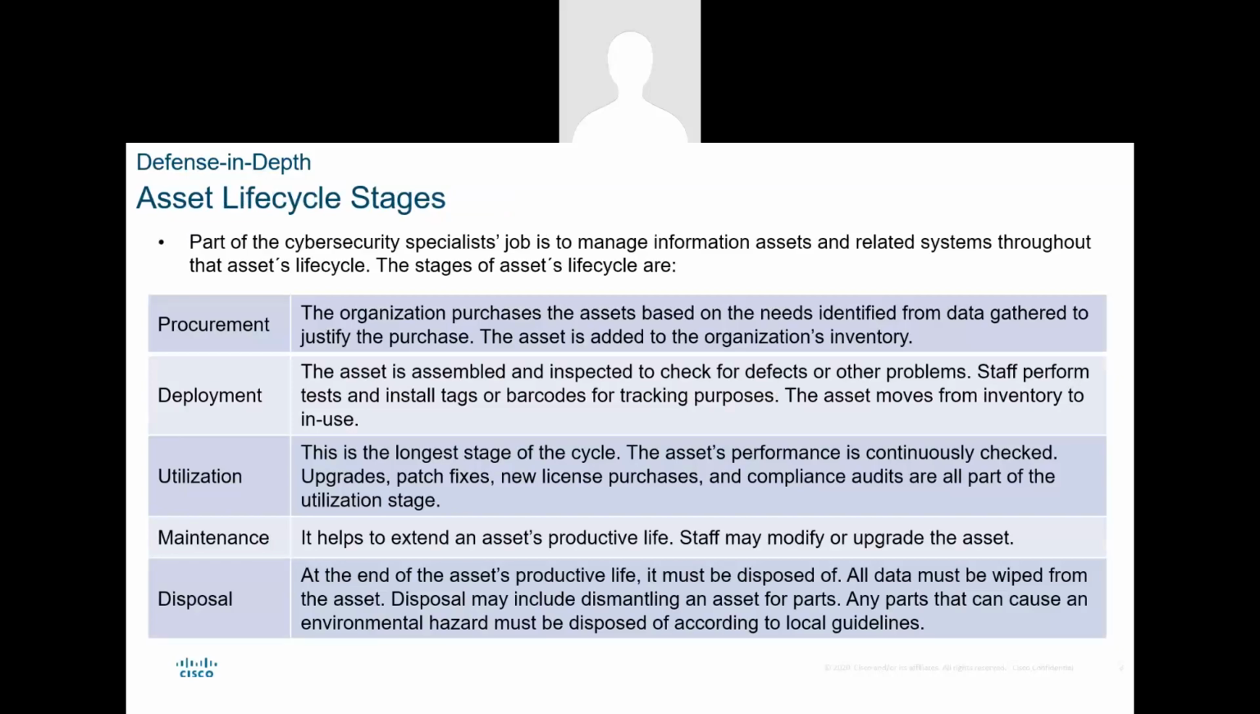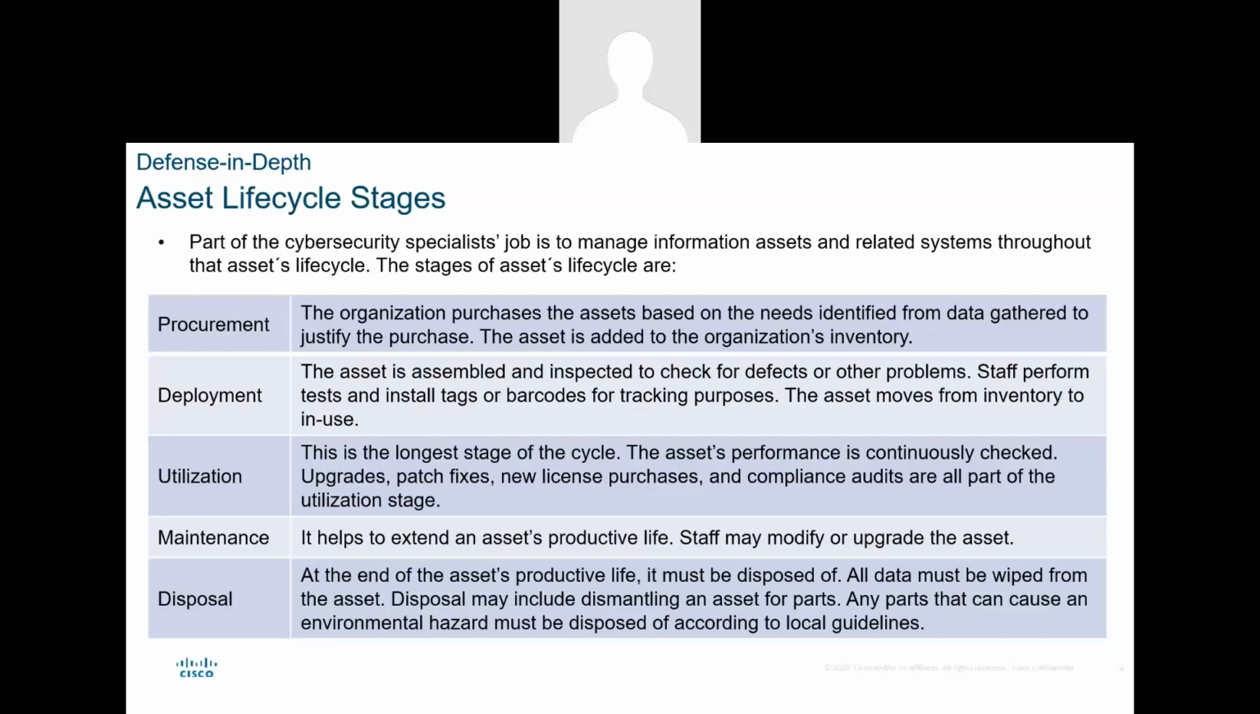Now, the life cycle of an asset includes acquisition, development, maintenance, and retirement. Cybersecurity specialists must manage assets throughout these stages to ensure they remain secure and functional. For example, during the retirement phase, you want to securely dispose of the hardware and erase the sensitive data. That is going to be very critical in that stage. Looking at these steps, procurement is when the organization purchases the assets. Deployment is when the asset is assembled, inspected, and checked for any defects or problems. The asset moves from inventory to in use.